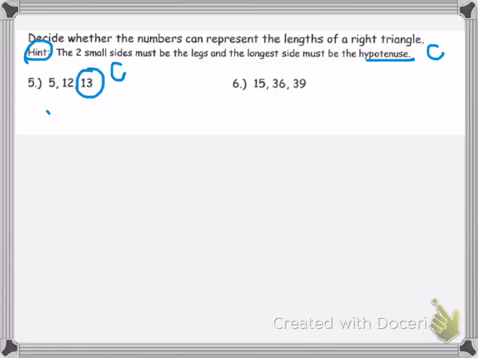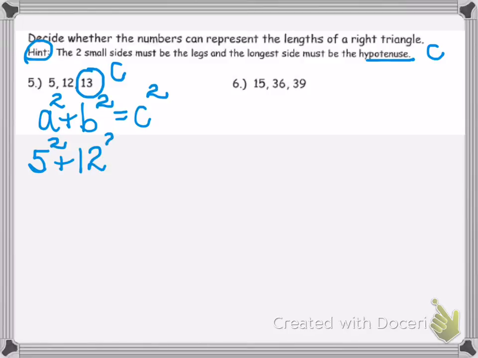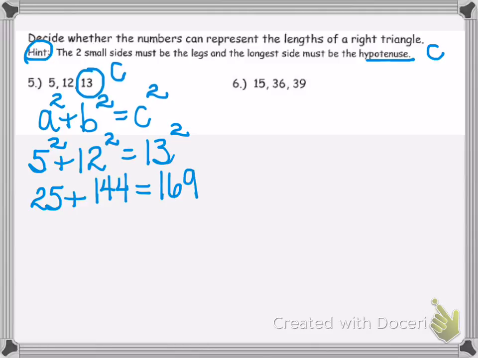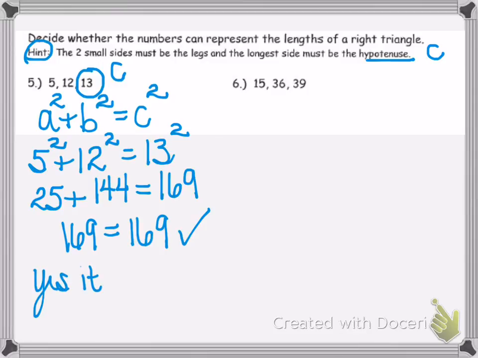So when I plug it into my Pythagorean theorem, which again I'm going to write out, a squared plus b squared equals c squared, I'm going to plug in 5 for A, 12 for B, and C has got to be 13 squared. 5 squared gives me 25, 12 squared gives me 144, and 13 squared is 169. If I combine 25 and 144, I get 169. So like I was saying before, if it looks like a check and you get a true statement, then you know, yes, it is a right triangle.